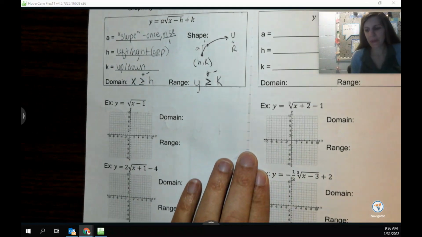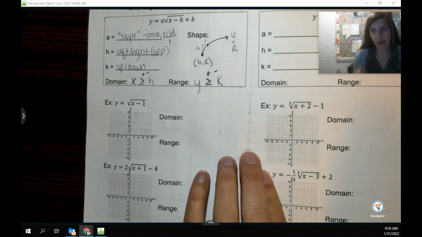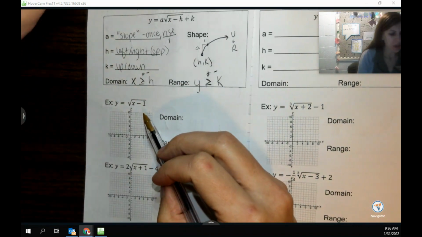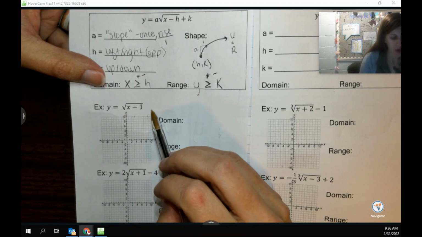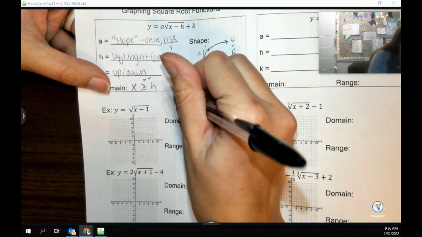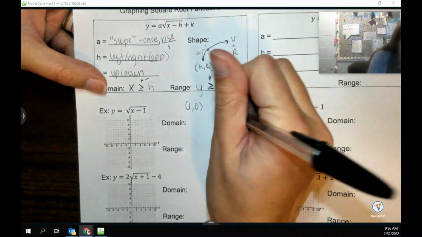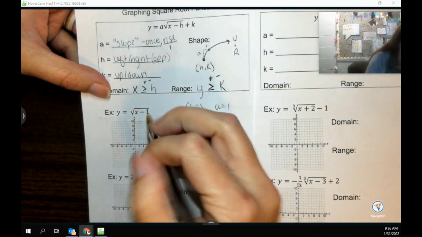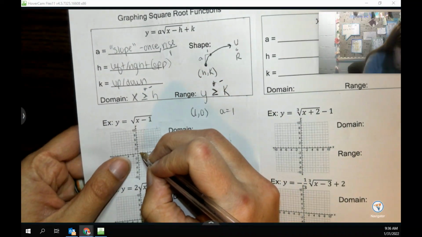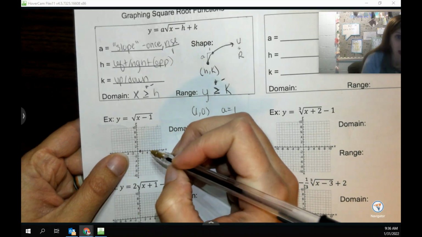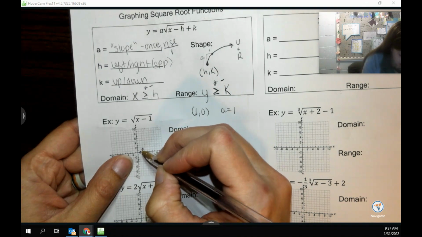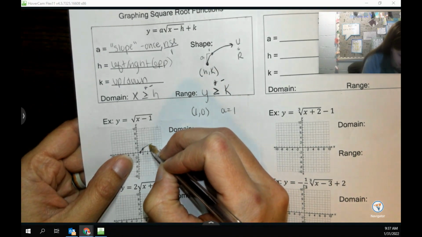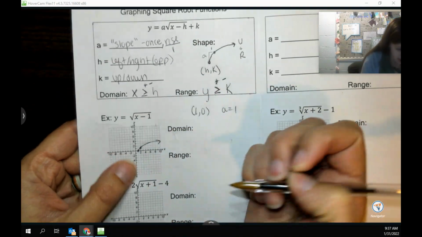Okay, and again, as long as we know how to graph, domain and range should be easy to find. It's like looking at this one here. My a value is 1. My h and k is 1, 0. So we're going to start at 1, 0, and then we're going to do a slope of 1. So I go 1, 0 right here. I do my slope of up 1 over 1. We do not go in multiple directions. We're just going to do the hook now. So it kind of looks like that.